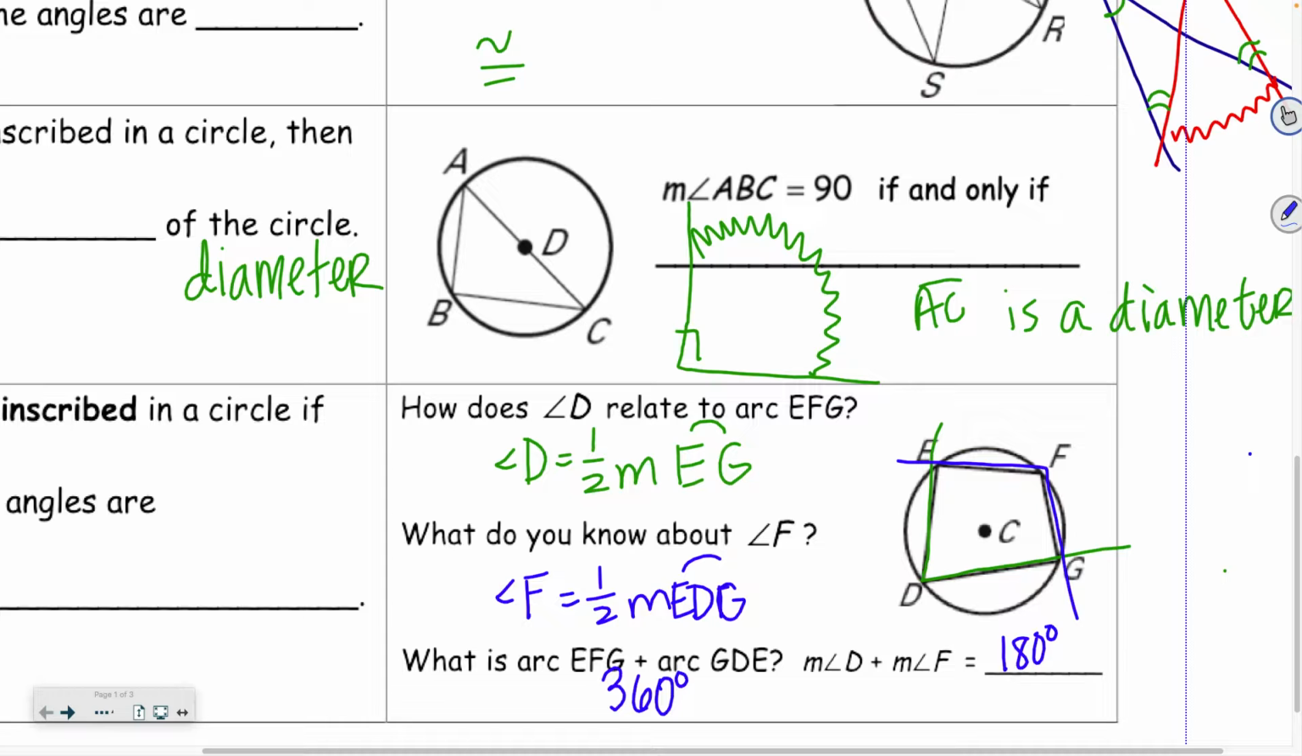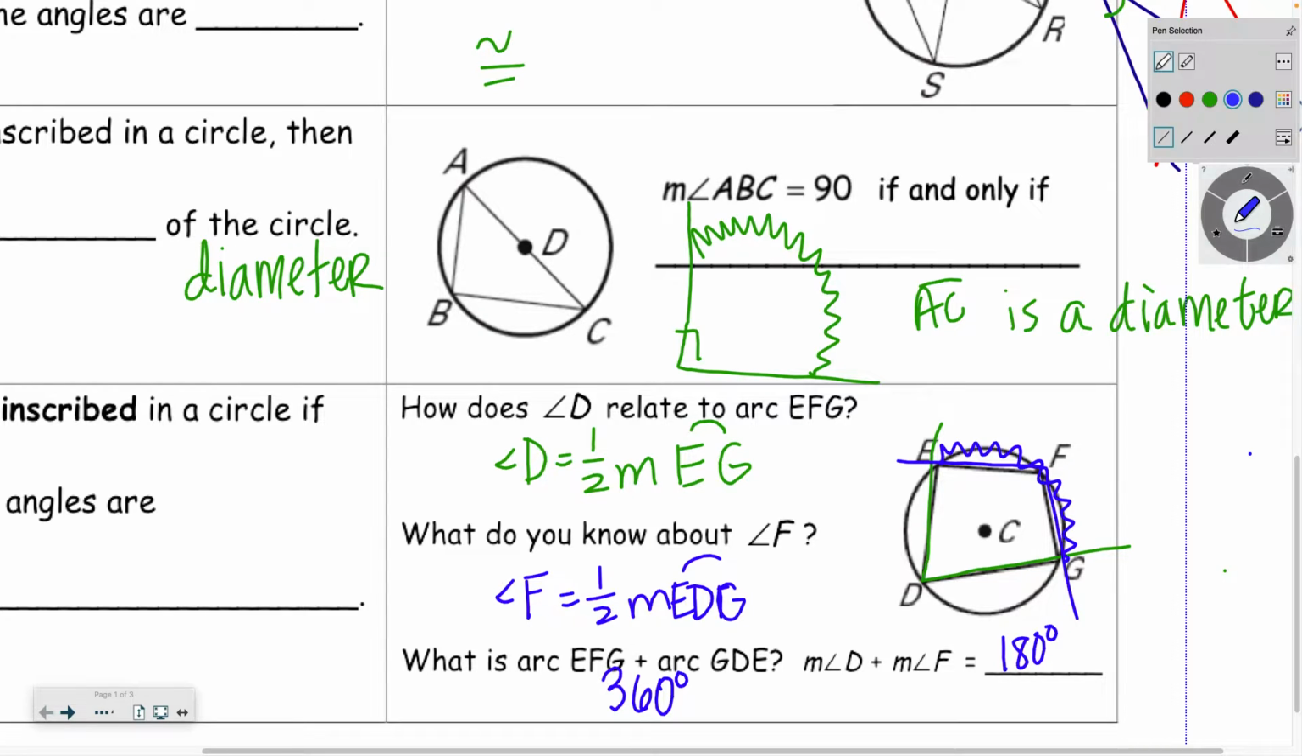Wait, you said that EDG is right? What? No. Wait, what are you saying? I don't understand. Can you rewind? What do you mean? Are you talking about angle EDG or arc EDG? Angle EDG. All I said about angle EDG, which is this, is that it is half the measure of this arc right here, because it's inscribed. And then I said angle F is half of this arc.